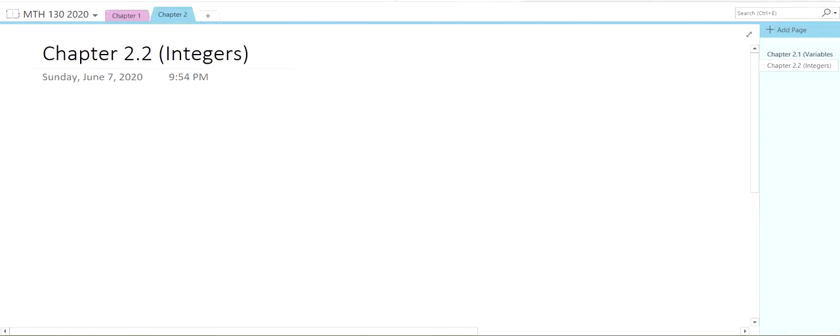Okay, so now we're going to move to section 2.2, and we're going to formally talk about integers. So let's start our discussion here with something we've already talked about, whole numbers. If you recall, whole numbers were the numbers that started at 0 and counted forward 1, 2, 3, 4, and so on and so forth, all the way up to as high as we want to count. These are our whole numbers.